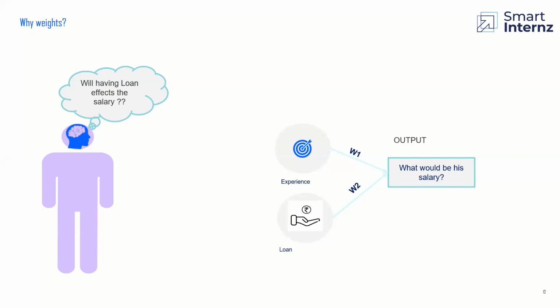Experience is important, skills are important, loan is not important. Previous designation is important. Previous roles and responsibilities, previous projects, what they did before. So these are important. Whatever is important will be decided by the weight. Weight will decide whether an input is important or not. That is why weights are important. I hope now you are getting a clear picture of the weights.